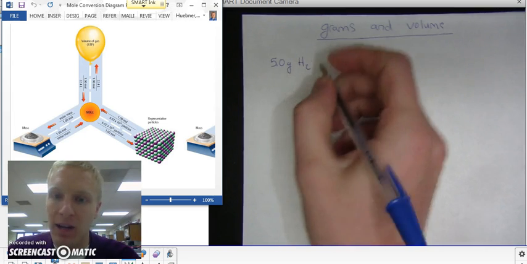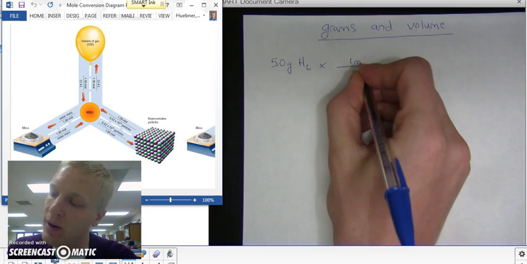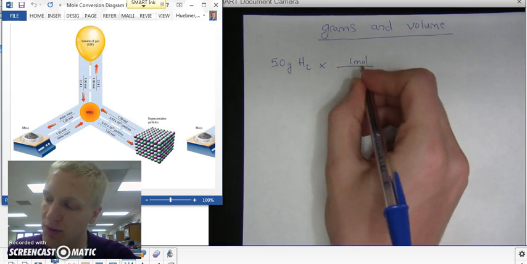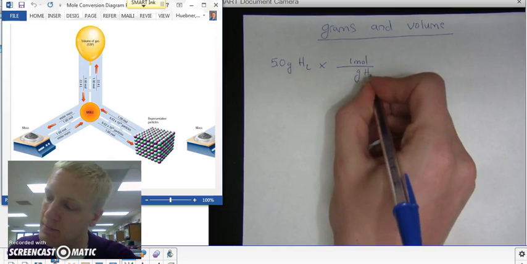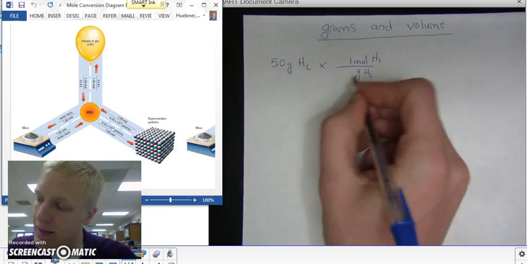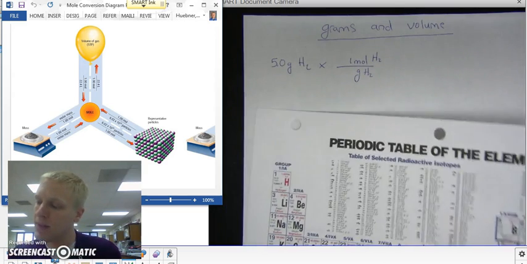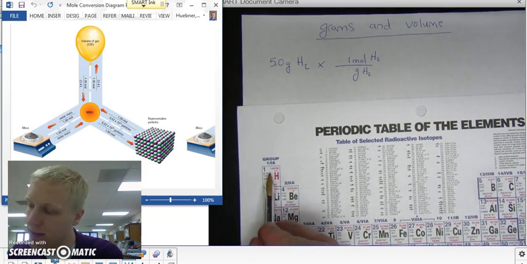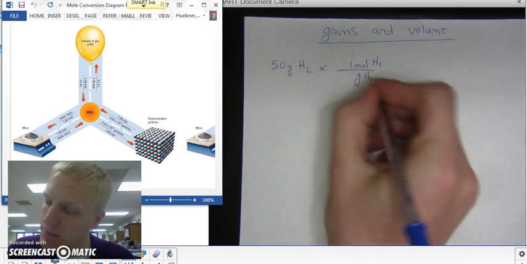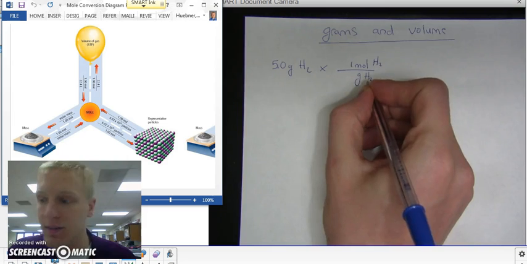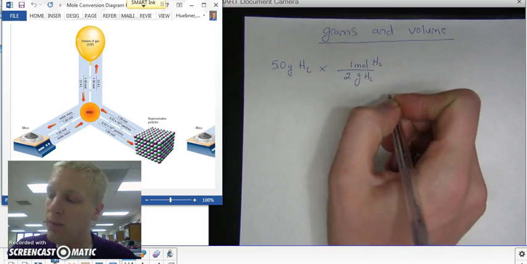So if I have 5 grams of H2, I'm going to first convert it to moles. So I always put what I want on top, moles, and what I'm trying to get rid of, grams, on the bottom. Then I just got to figure out the molar mass of H2. I look at the periodic table. On that periodic table right there, it's about 1 gram per mole. But I have 2 hydrogens, so 1 plus 1 is 2. I got 2 grams for every 1 mole.